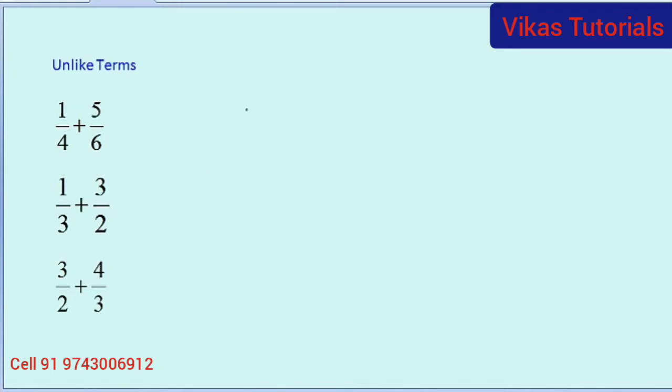Let's come to unlike terms. In unlike terms, what will happen? 1 by 4 plus 5 by 6. Here the denominator is 4 and in the second fraction the denominator is 6. So in both the fractions the denominators are different.